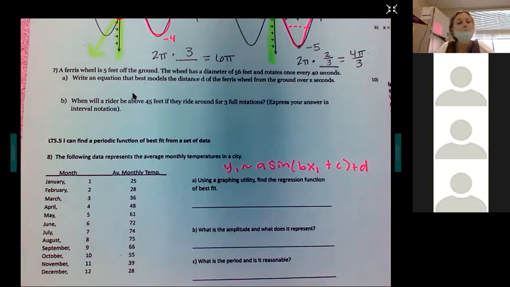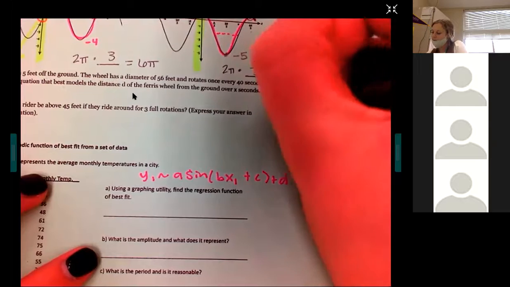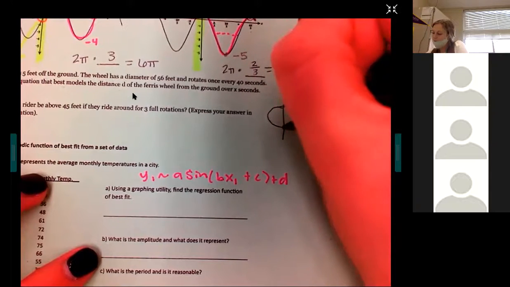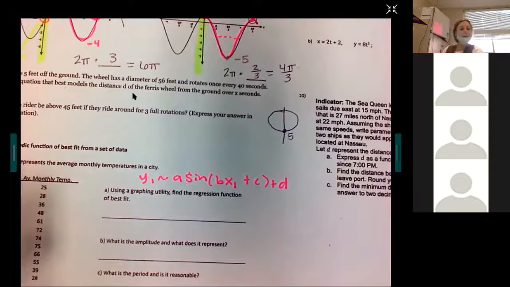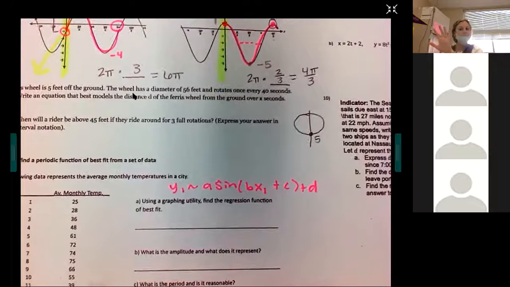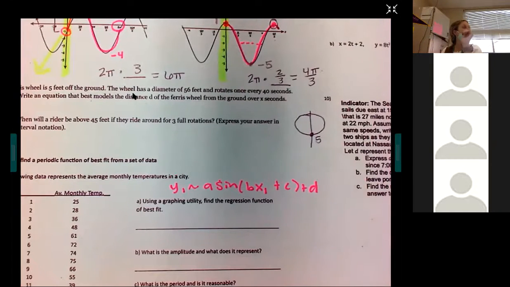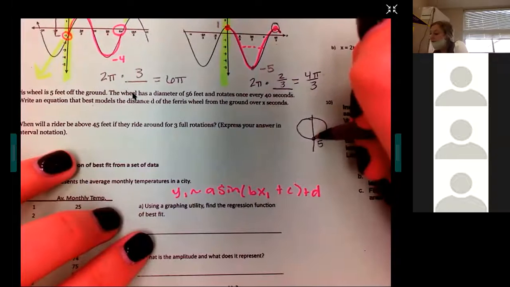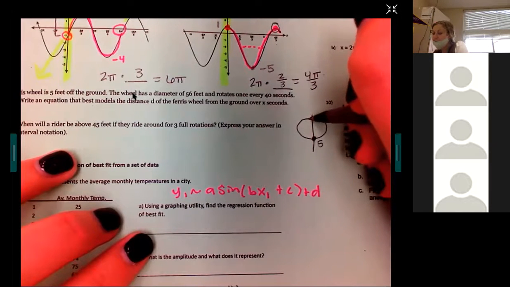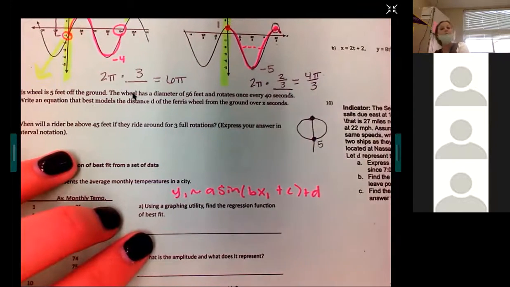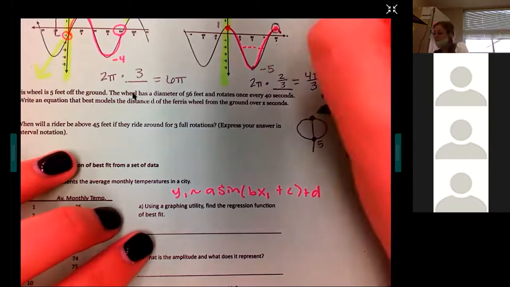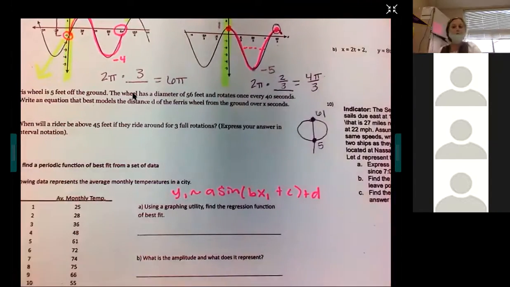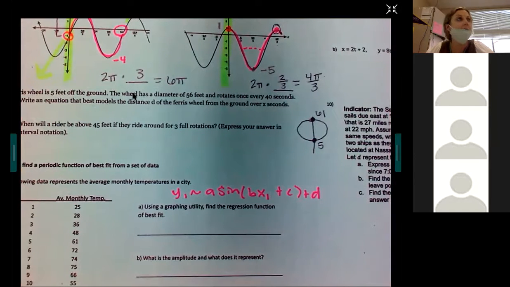So for 7, what should you do very first after you read it? Draw it. Very good. So Taryn, how high off the ground is my Ferris wheel? 5 feet. Very good. So that bottom point is going to start at 5. Does everybody agree with that for 7? Okay, what's the diameter of the wheel? So then it's going to go up 56 more from 5. So what is the maximum at? Good. Remember, when you move up, you're adding. So 5 plus 56 is 61. Is everybody okay there?